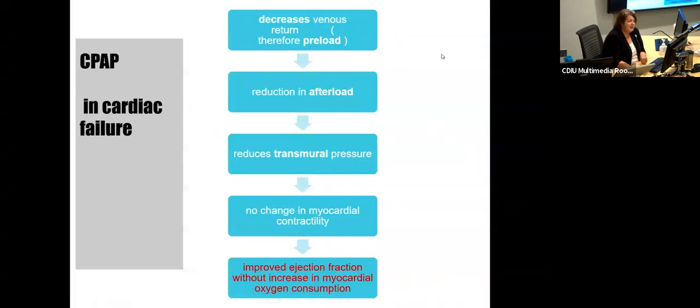Remember though that it does decrease venous return. It does reduce afterload, okay? It does reduce transmural pressure. So transmural pressure is the pressure from one side to the other across, let's say, a membrane. That's not the true definition, but we'll say it is. What it does not do is change myocardial contractility. But what you might end up with is improved ejection fraction without an increase in myocardial O2 consumption. This is a big deal, right? So the cost benefit is a pure cost benefit.